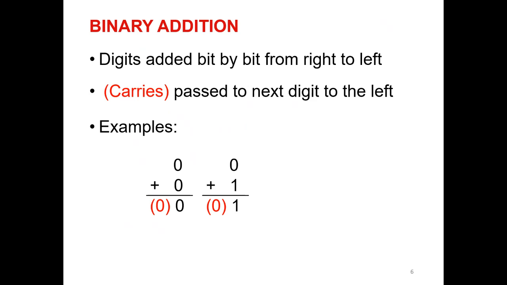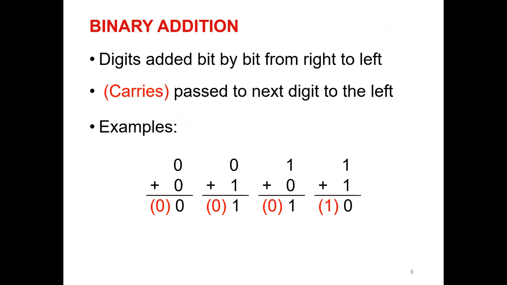Imagine now we are going to add 0 plus 1. Again, the result is 1 and no carry. 1 plus 0 is the same result. And interestingly, here is what happens when we add 1 plus 1. The result is 0, but then we have a carry. So we will need 2 bits to represent the output of this operation. Otherwise, if we just have 1 bit, 0, the result will not be correct.